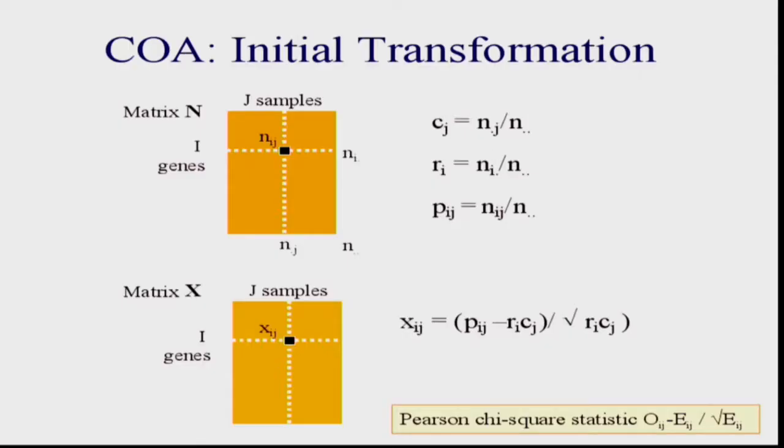Your expected value here is the product of the row and the column weight. This is your observed, and it's your observed minus the expected to get your chi-squared transformation. So you're scaling this point both by what you expect to observe on the row and what you expect to observe on the column. Okay. And essentially it measures the strength of association then between the gene and the sample.